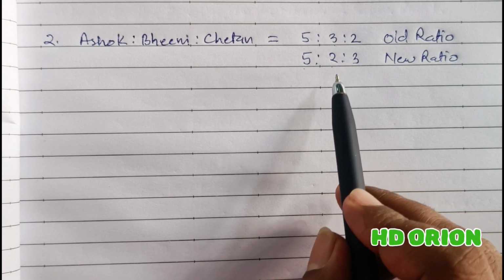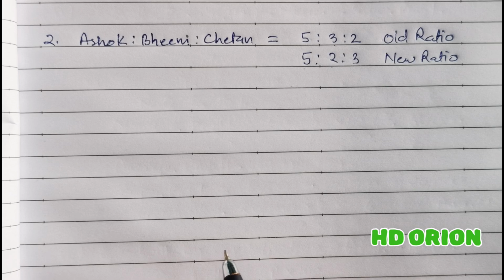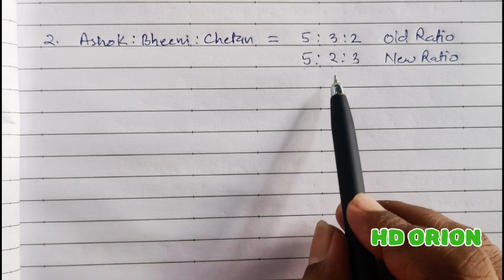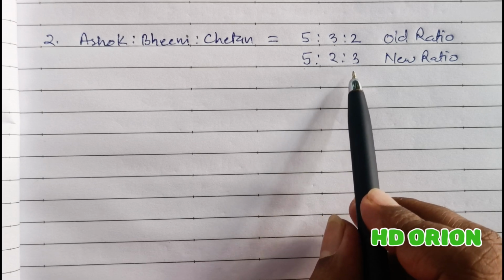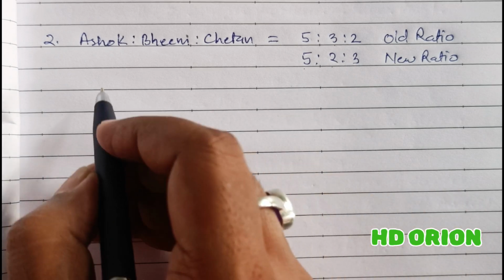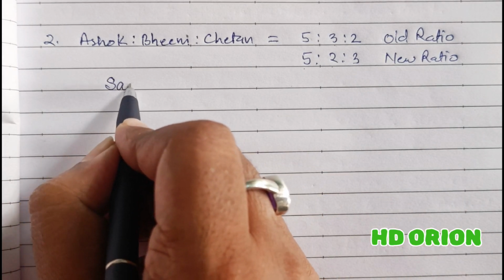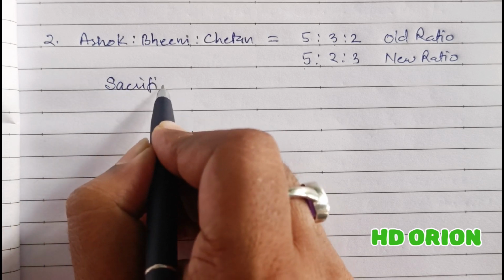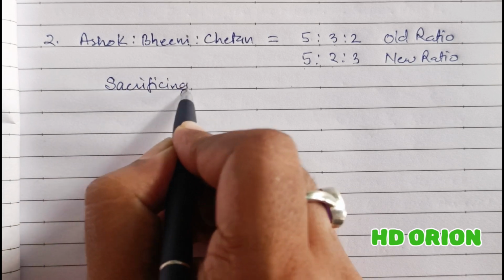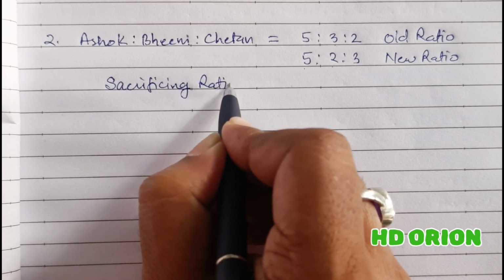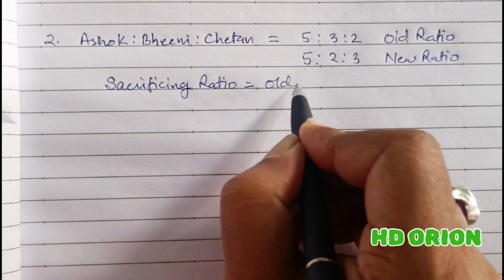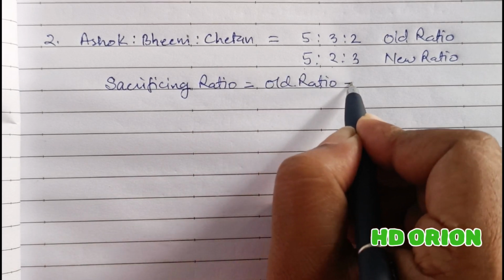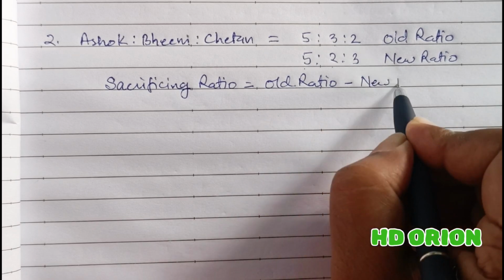But we will calculate either sacrificing ratio or gaining ratio. The result will be sacrificing or gaining for all the partners. Fine. So let us calculate sacrificing ratio, which is equal to old profit sharing ratio minus new profit sharing ratio.